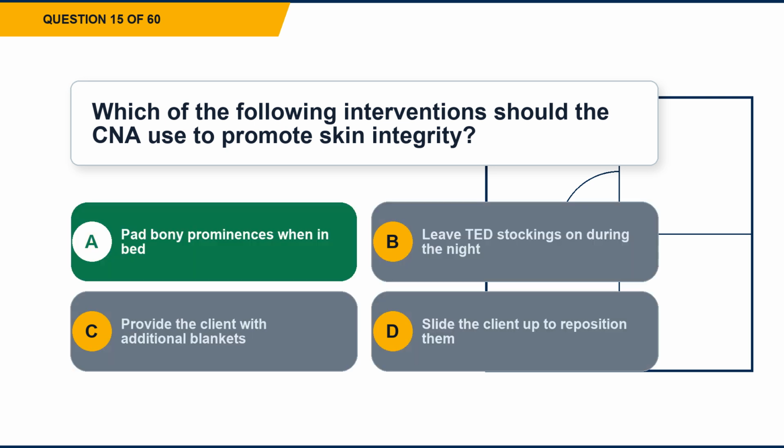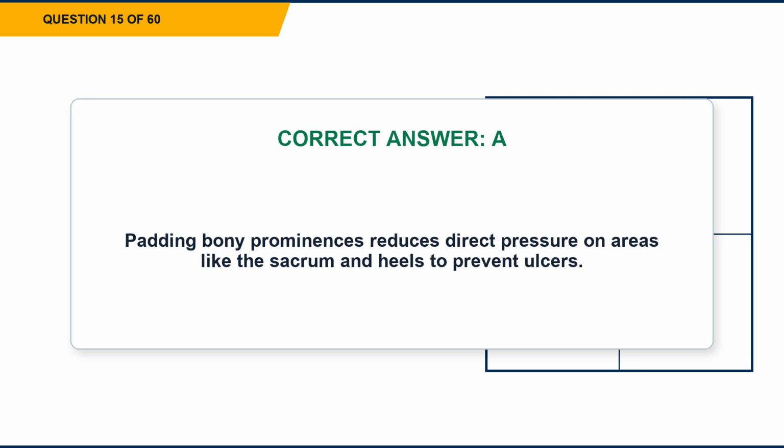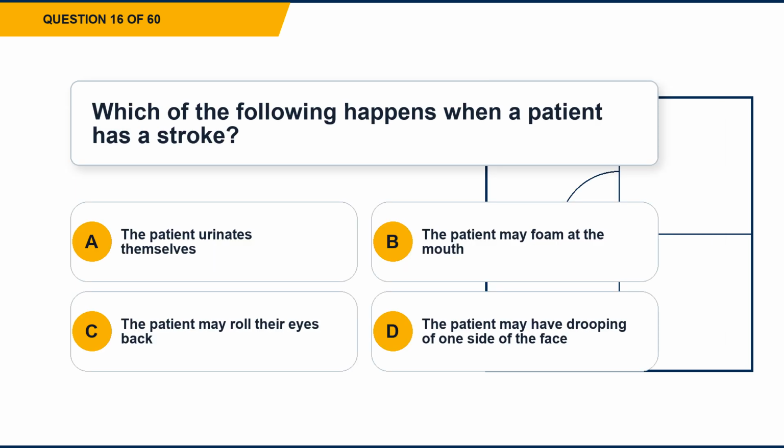The correct answer is option A, pad bony prominences when in bed. Explanation. Padding bony prominences reduces direct pressure on areas like the sacrum and heels to prevent ulcers. Question 16. Which of the following happens when a patient has a stroke? Option A, the patient urinates themselves. Option B, the patient may foam at the mouth. Option C, the patient may roll their eyes back. Option D, the patient may have drooping of one side of the face.